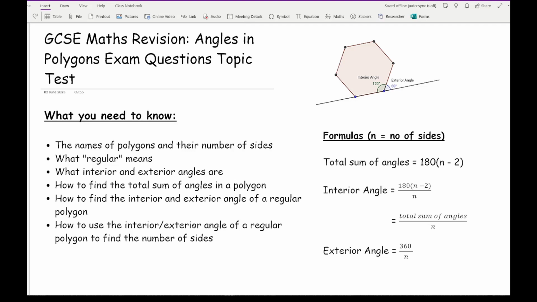You also need to know what the difference is between an interior angle and an exterior angle. Now, the interior angle is quite self-explanatory. It's the angle inside the shape at one end of the vertex.